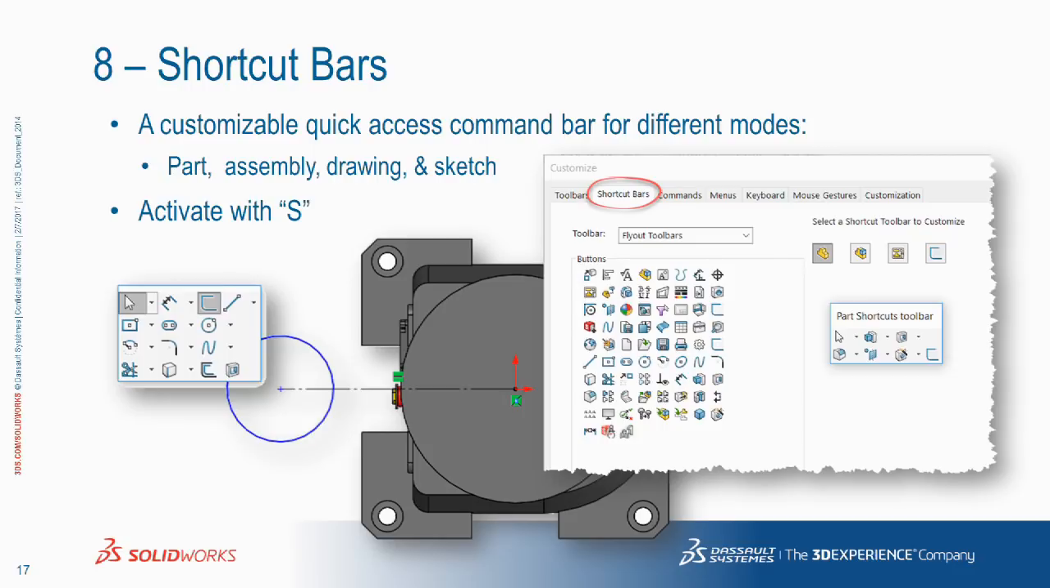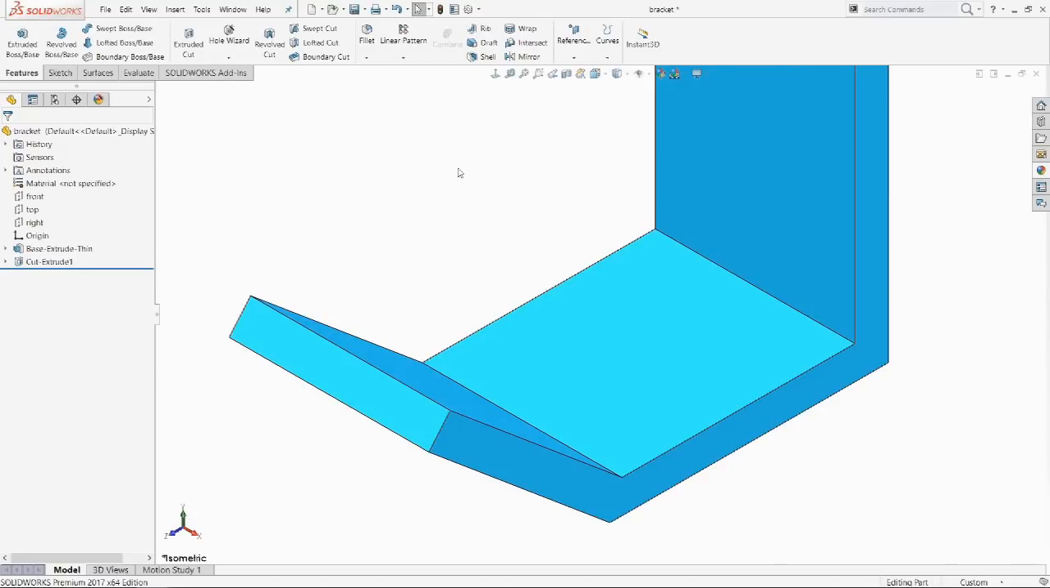So shortcut bars. This is a context type menu for the different modes like sketch, part, assembly, and drawing that you can have that's customizable through like a drag and drop. This is the customization interface. Go to the shortcut bars and then just click which one you want to customize, and then drop your commands on and activate this bar by just hitting the S key. Okay? So what I'm doing here is just illustrating what the shortcut bar is, right?